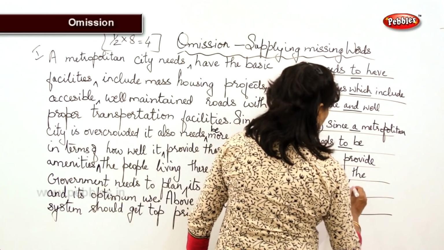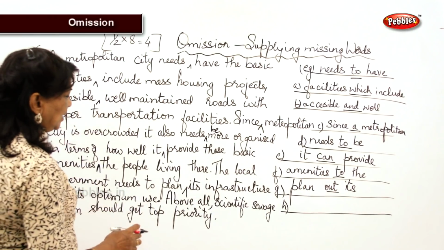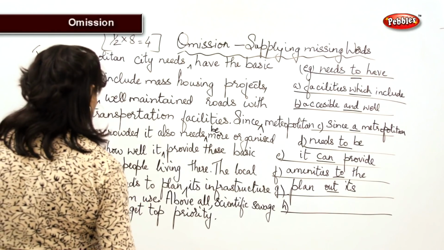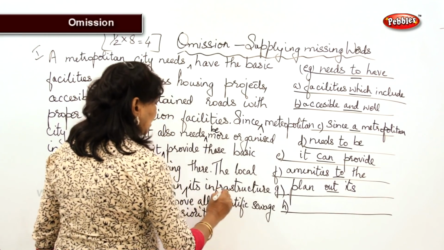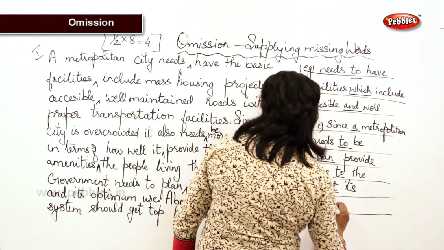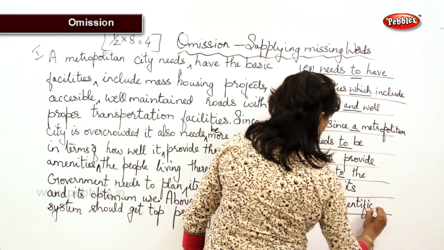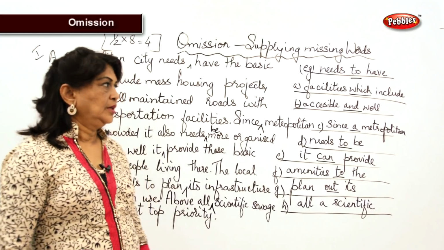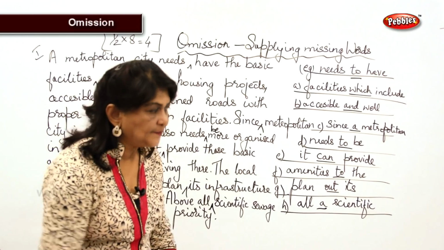Its infrastructure and its optimum use. Above all, what is the word missing here? Above all, here, a scientific sewage system. System should get top priority. Now, shall we read it out and see whether the whole passage makes sense?